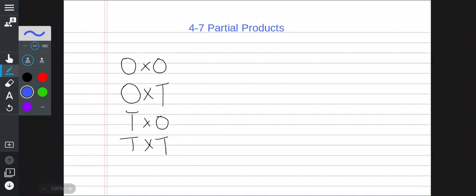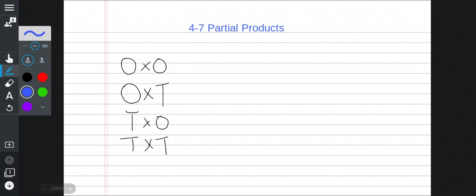All right, today we are going to start 4-7 partial products. If you could write that in your notebook, title your page 4-7 partial products. And then if you could also on the side write O times O, O times T, T times O, and T times T. We're going to talk about that in a minute. You can pause the video to write those things down.